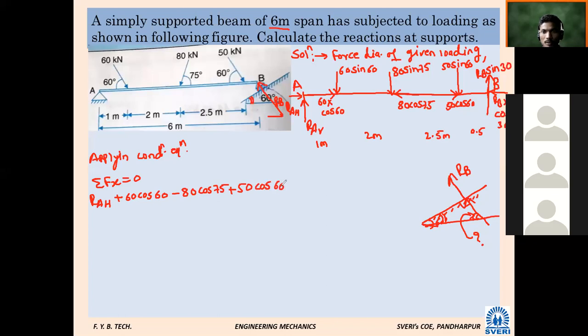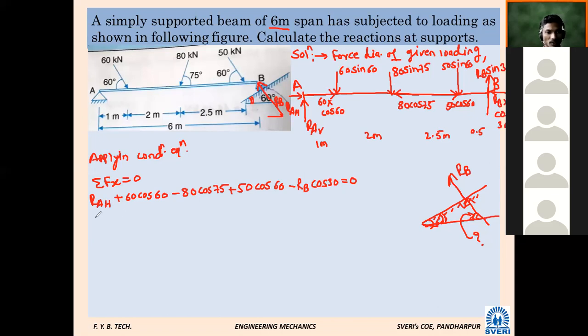Any forces remain? One force is still there: RB cos 30 going towards left hand side. Plus or minus? Minus. Again minus RB cos 30. So how many unknowns are there in this? 2 are there. Which are they? RAH and RB. So RAH minus RB cos 30 is equal to the remaining value, which you can put on the other side. Tell me what that value will be.